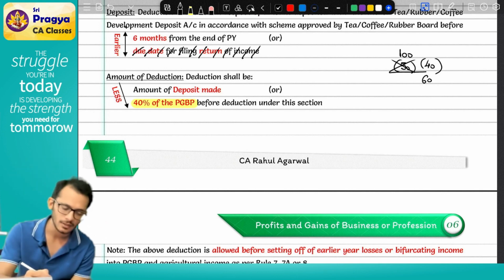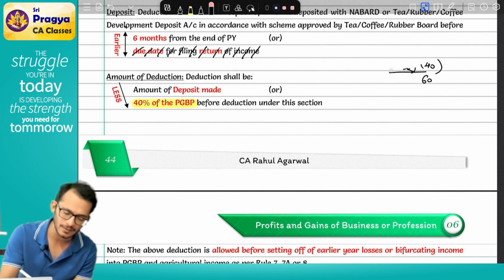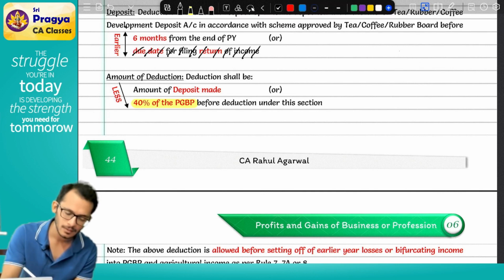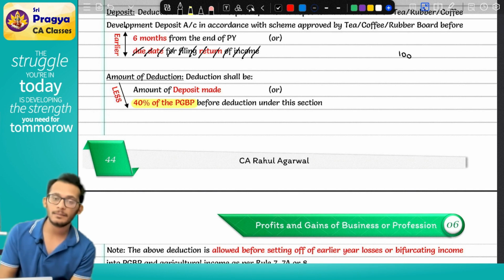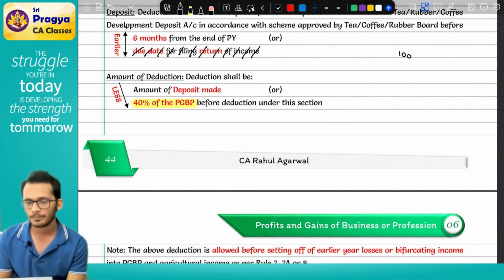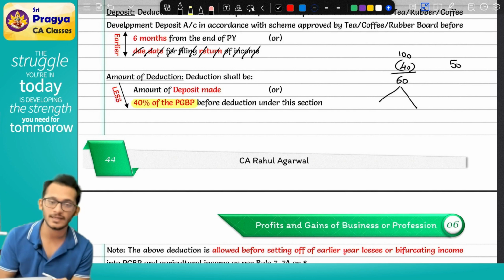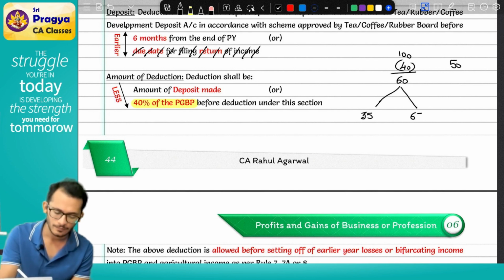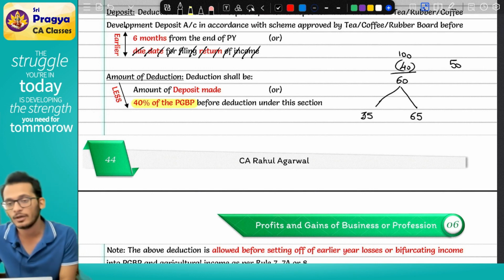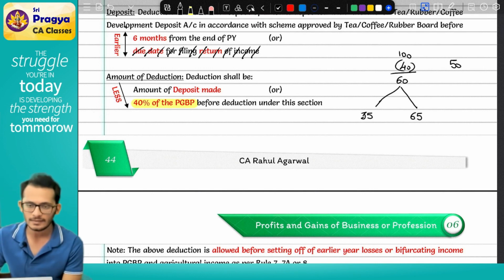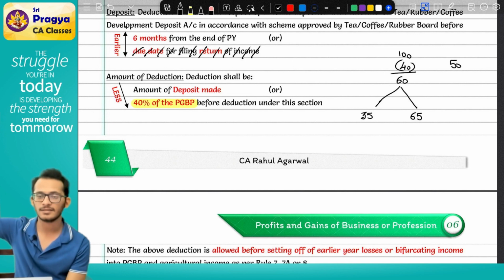In simple words, Rahul, let's say that my PGBP is 100. What is my PGBP? 100. I can maximum deposit 40. Let's say I deposited 50. I will get 40. This will become 60. This 60 is what gets split into 35 and 65, that 35-65 agriculture and business income split.